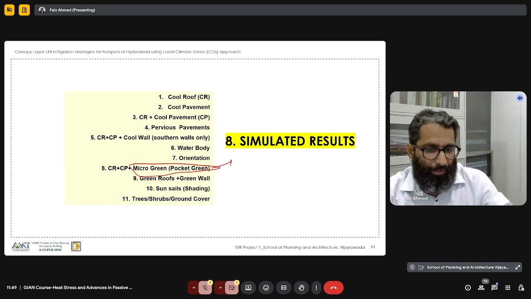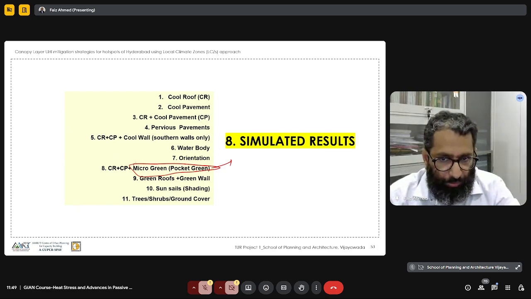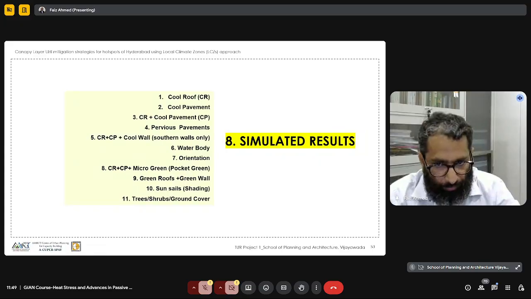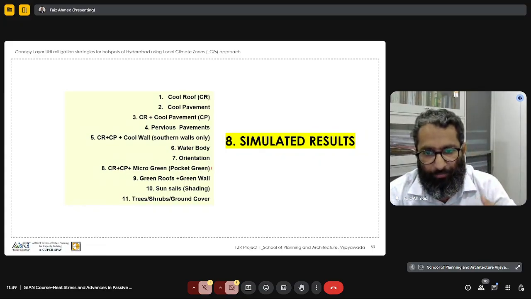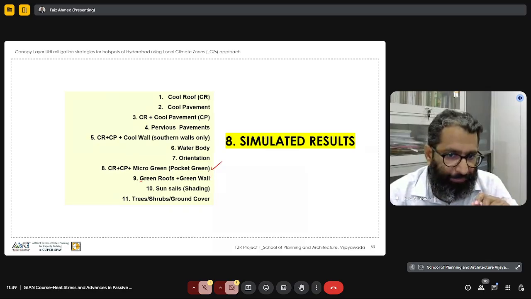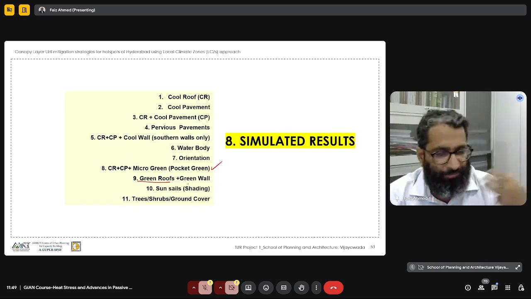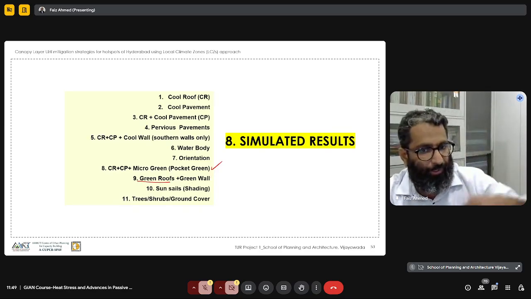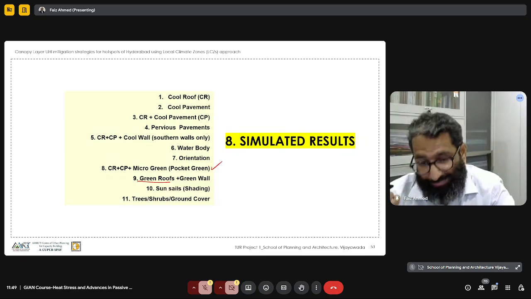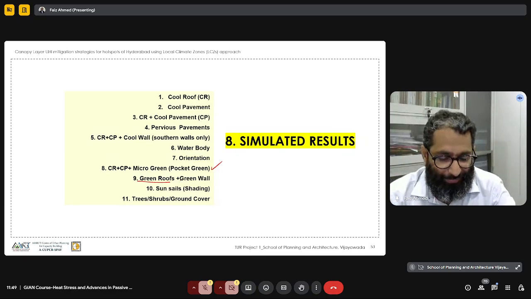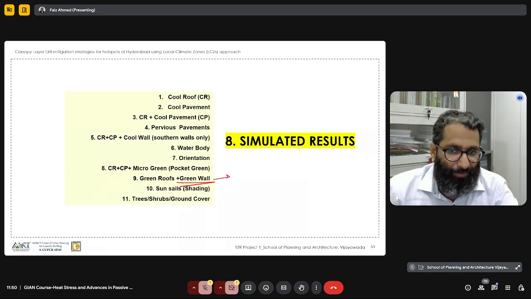So we check that as well to see what is the output that we may expect if we implement this. In addition to this, we also tried green roof. There was some discussion about green roof as well in the morning, and it is of course a very cost intense strategy, not a cost effective strategy. Similarly with green walls as well, these are maybe for affluent areas.